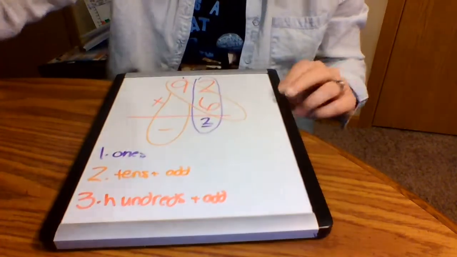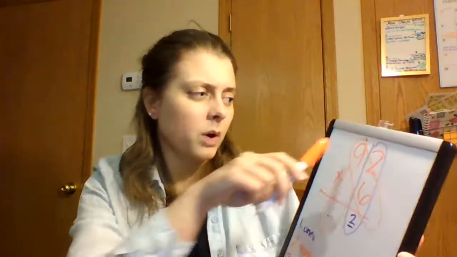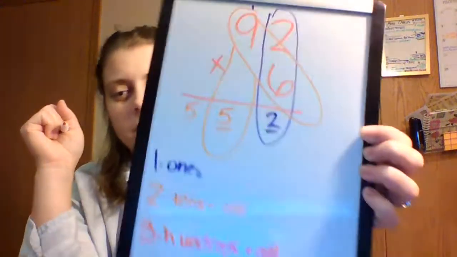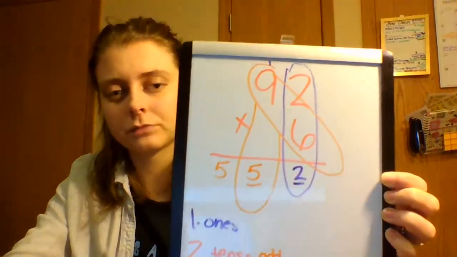That might be hard for you guys to see. I'm going to fix the camera again. So 9 times 6 we said was 54. Add the 1. 54 plus 1 is going to be 55. So our answer is 552.